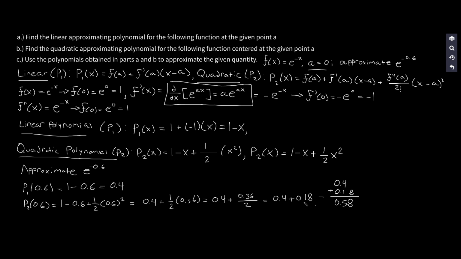So our answers for this problem, the linear polynomial is 1 minus x. The quadratic polynomial is 1 minus x plus 1 half times x squared, then approximated at Euler's number raised to the negative 0.6th power. The linear polynomial approximated at that value is going to be 0.4. The quadratic polynomial approximated at that value is going to be 0.58. And so those are going to be our answers to part A, B, and C.